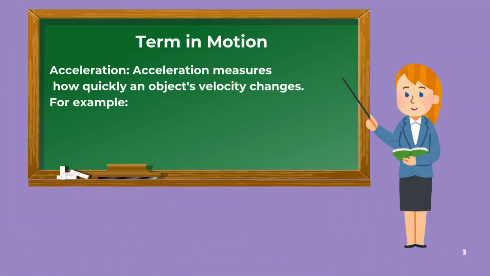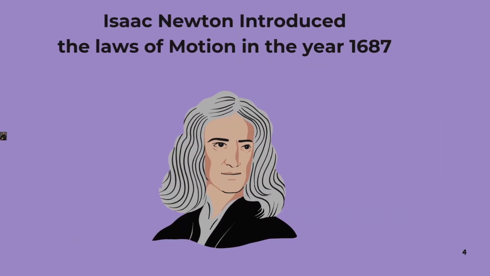Acceleration. Acceleration measures how quickly an object's velocity changes. For example, in the year 1687, a scientist called Isaac Newton introduced the laws of motion. We call them Newton's laws of motion. There are three Newton's laws of motion.